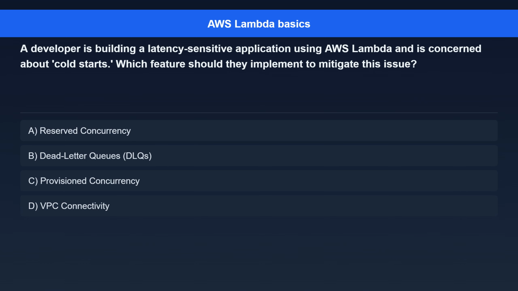Question 5. A developer is building a latency-sensitive application using AWS Lambda and is concerned about cold starts. Which feature should they implement to mitigate this issue? Option A, reserved concurrency. Option B, dead letter queues, DLQs. Option C, provisioned concurrency. Option D, VPC connectivity.